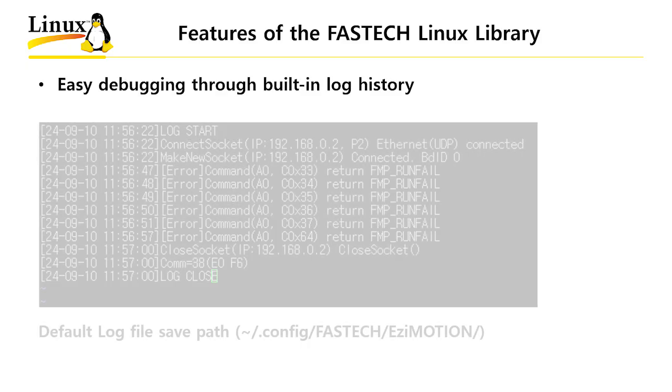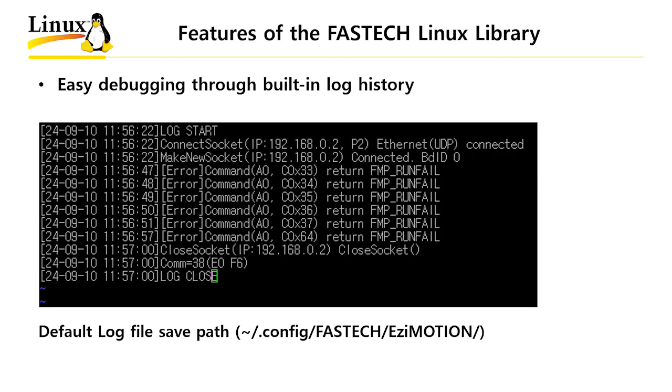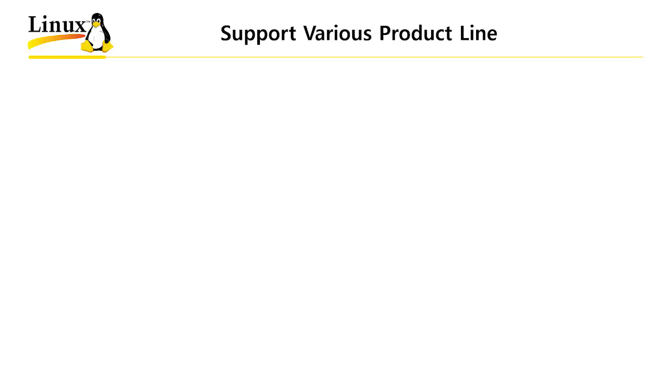The FASTECH Linux library is designed to automatically record error log history. This allows users to troubleshoot issues more effectively on their own, and also enables faster support and response when contacting our team. What you see on the screen is an example of the Linux library's log history, along with the file storage path. By default, any communication-related events or anomalies are recorded as shown, and logging settings can be configured through the library API. Next, let's take a look at the products compatible with the FASTECH Linux library.